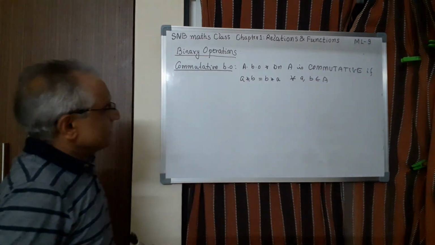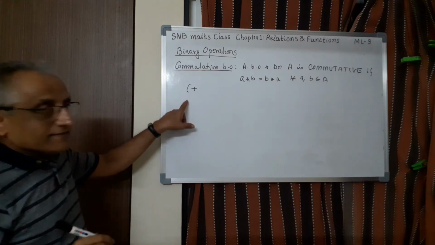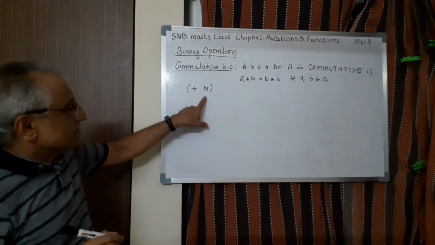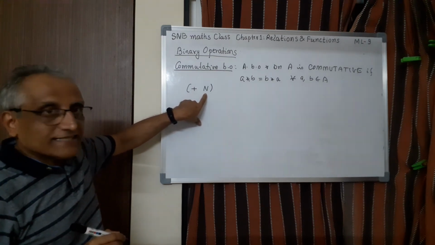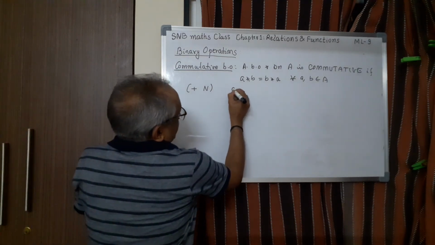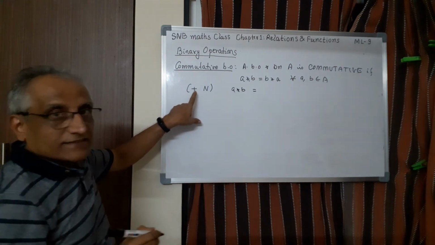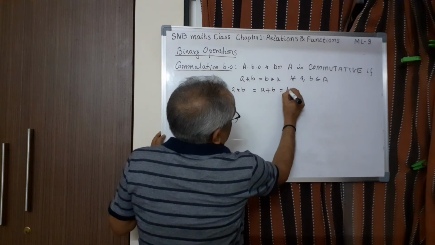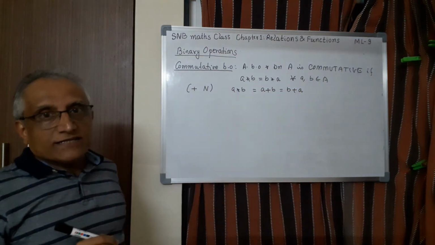For example, let me take plus, that is addition, in the case of natural numbers N. Addition is the operation, and the given set is N. This is commutative because A star B here means, since star itself is addition, A plus B, which is the same as B plus A. So this is a commutative binary operation.